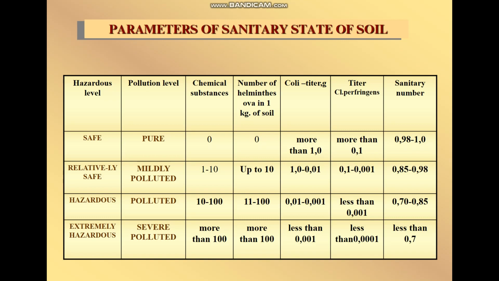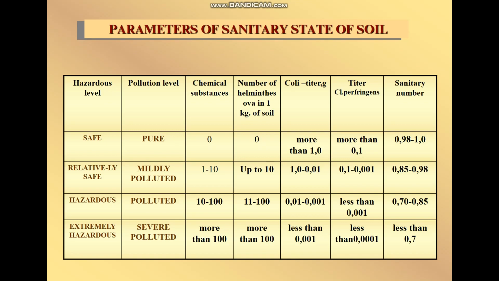The sanitary number of helminthiases is the ratio of humus nitrogen, pure soil organic substance, to total organic nitrogen, which consists of humus nitrogen and nitrogen of organic substances foreign to the soil that contaminate it. If soil is pure, the sanitary number of helminthiases is equal to 0.98–1. Bacteriological parameters of soil: soil coli titer, soil anaerobic titer, perfringens titer, and soil microbial number.